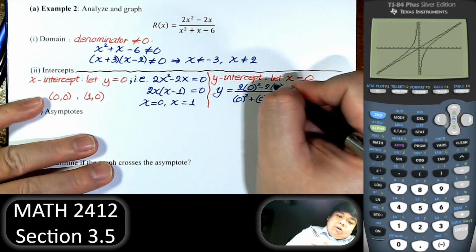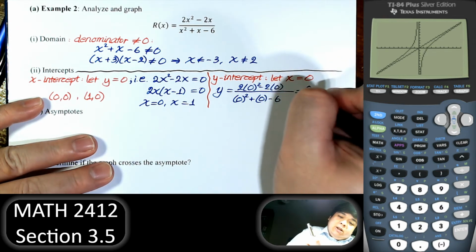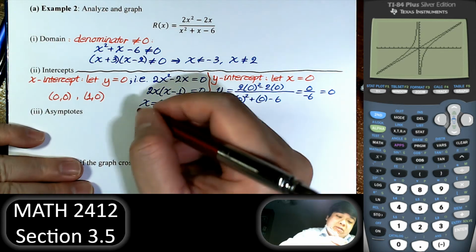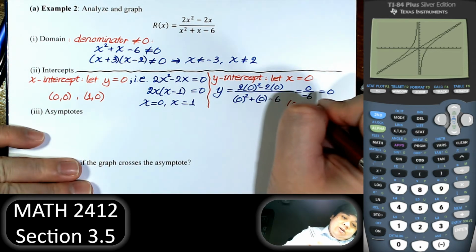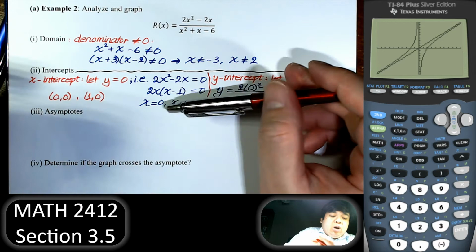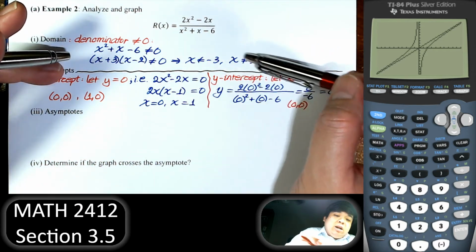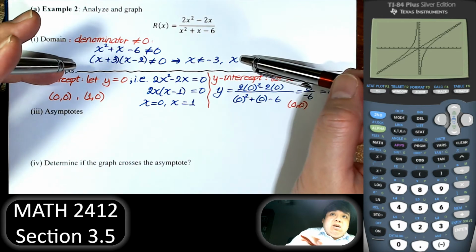So that is, of course, 0 over negative 6, which is 0. So once again, the y-intercept is also the x-intercept in this case, 0 and 0. Notice that the only thing we need to check for is the x-intercept. The x-intercept value is going to be different than this, right?